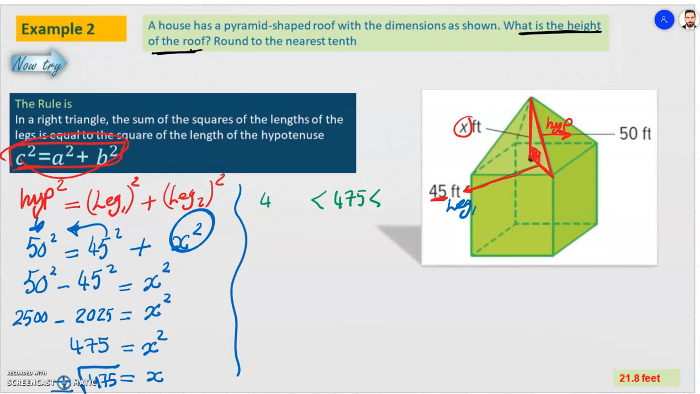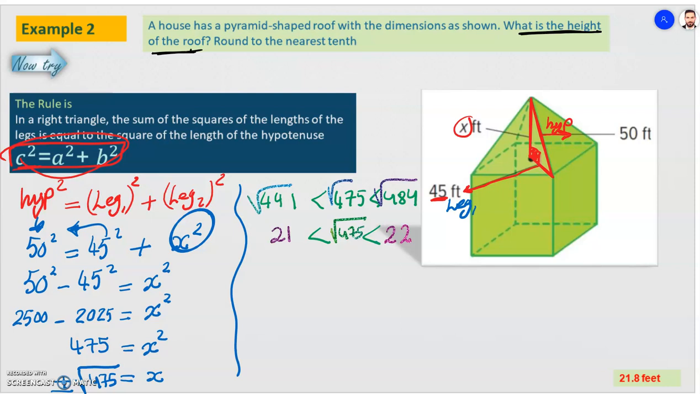Before 475 is 441, after is 484. So if I do the square root of 475, it's the same as the square root of 441 and the square root of 484, which is 21 and 22. We know that this number is in between 21 and 22. Which number am I going to use, 21 or 22? Of course it's 21, but 0.5 or more or less.